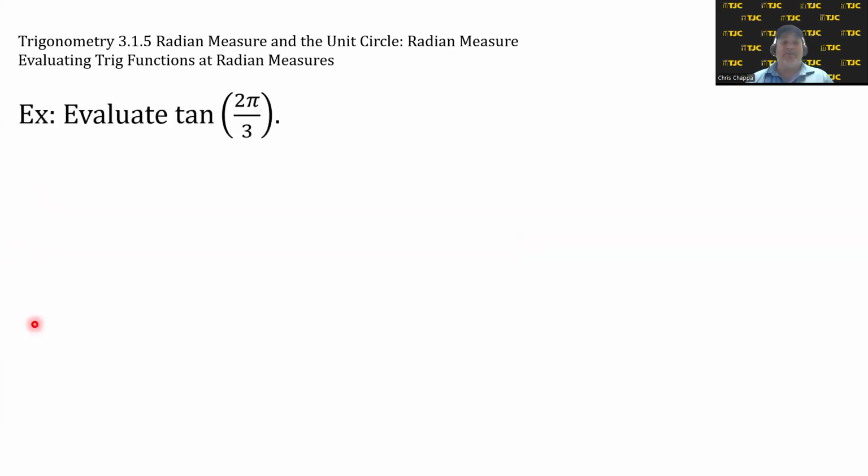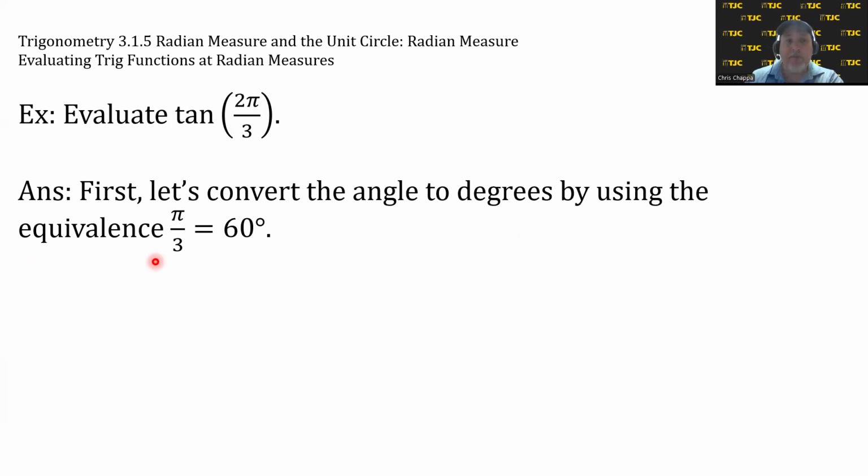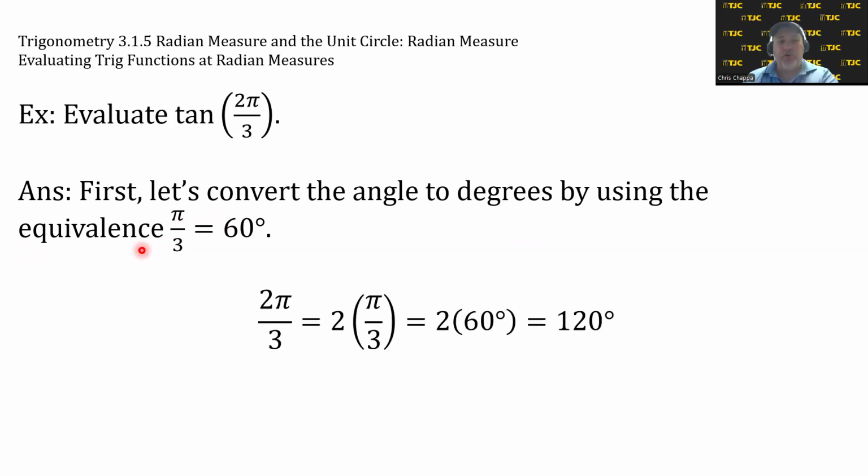So let's do that as we evaluate tangent of 2 pi over 3. Now, if we're going to convert this to degrees, it would be convenient to know what pi over 3 radians is in degrees. Do you remember? First, let's convert the angle to degrees by using the equivalence pi over 3 radians equals 60 degrees. So 2 pi over 3 is 2 times pi over 3, which is 2 times 60 degrees, which is 120 degrees, which can be done quickly if you remember that pi over 3 radians is 60 degrees.